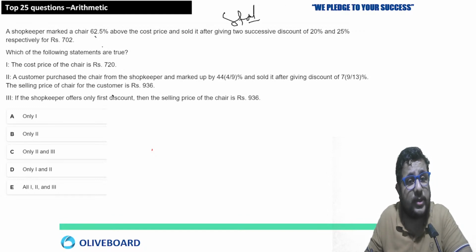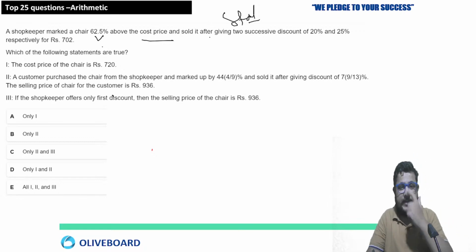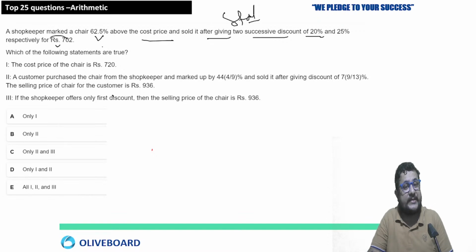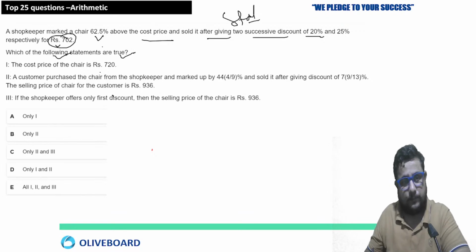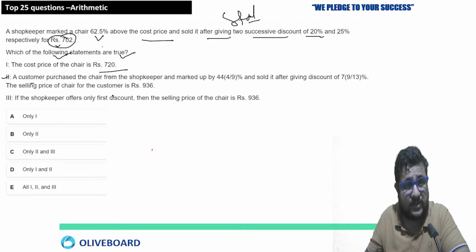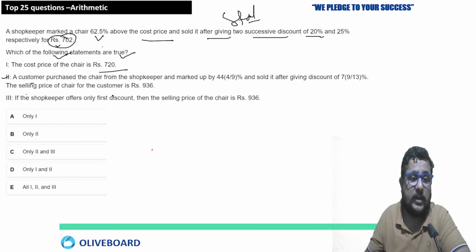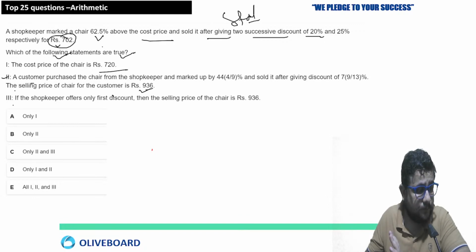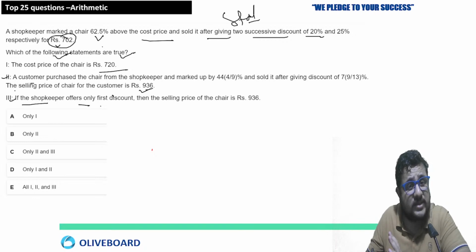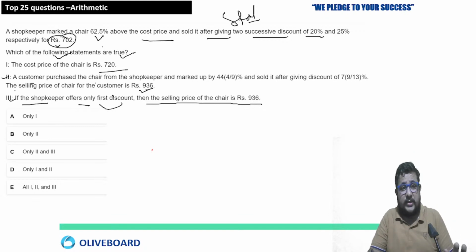A shopkeeper marked the chair 62.5% above the cost price and sold it after giving two successive discounts of 20% and 25% respectively for rupees 702. Which of the following statements are true? The cost price of the chair is rupees 720. Second, a customer purchased the chair from the shopkeeper, marked it up by 44 by 9% and sold it after giving a discount of 79 by 13%, and the selling price of the chair for the customer is rupees 936. Third, if the shopkeeper offers only the first discount, then the selling price of the chair is rupees 936. So these three statements are given.